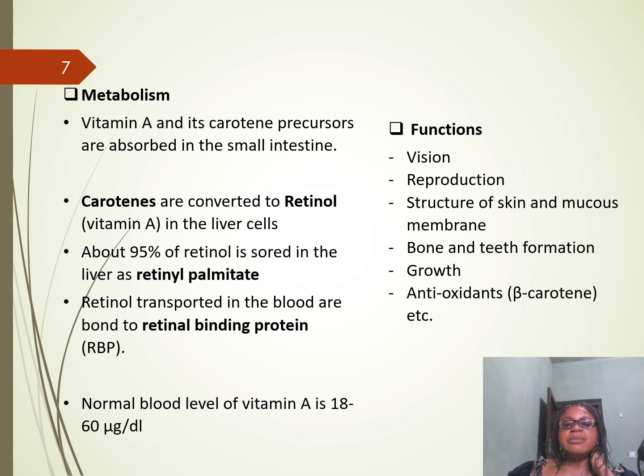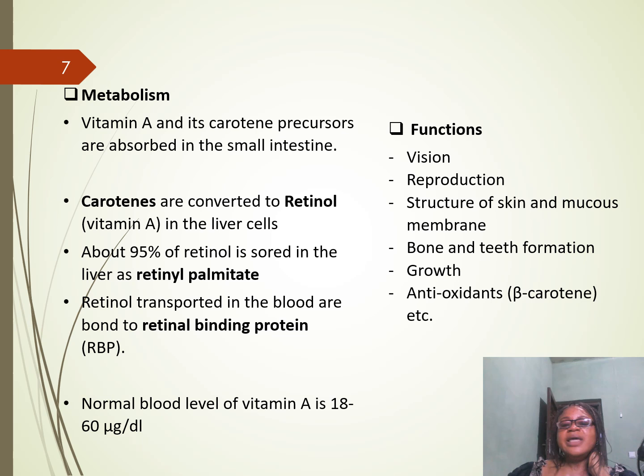When I made that statement that the liver again stores retinol, remember in the macronutrient metabolism, the liver converts excess glucose to glycogen and stores it in the process of glycogenesis, and reconverts the glycogen back to glucose in the process of glycogenolysis. That's the function of the liver. Here in the vitamins, that's the micronutrients, you can also see the liver playing that function again in the storage of vitamin A and possibly other micronutrients. Then the normal blood level of vitamin A is 18 to 60 microgram per deciliter of blood.